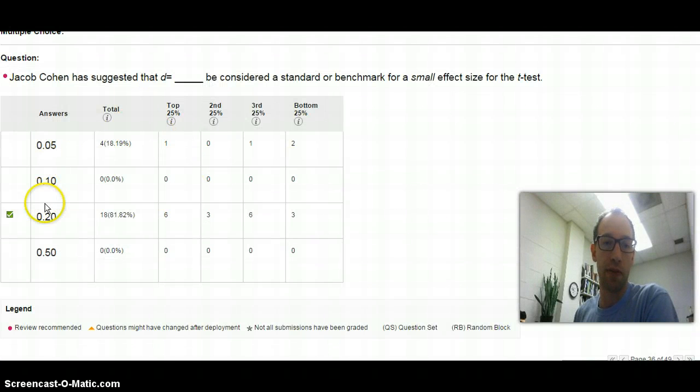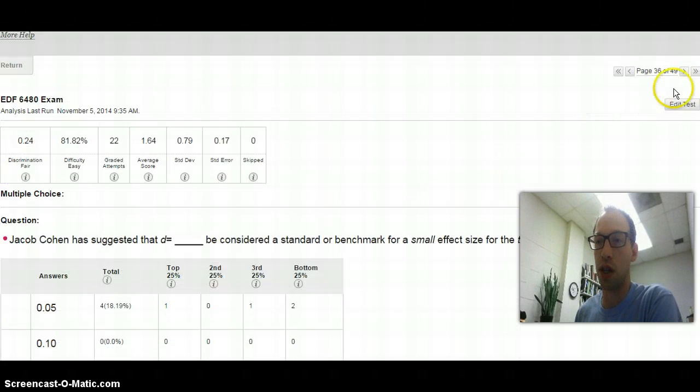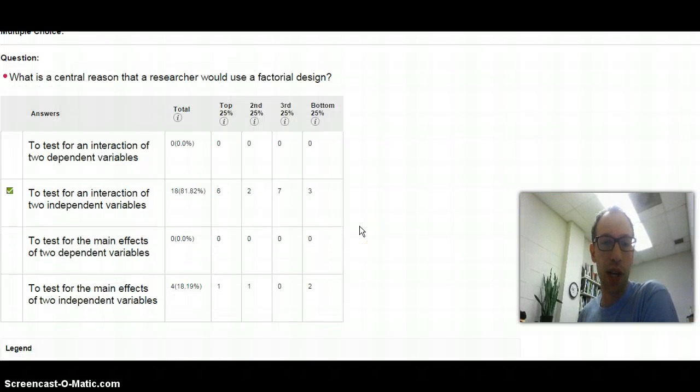Okay, Jacob Cohen said 0.2 is low, 0.5 is medium, 0.8 is large. Although, again, as he said, it really depends on what the study is looking at, but those are the standards that have become used across education and many other social science fields.